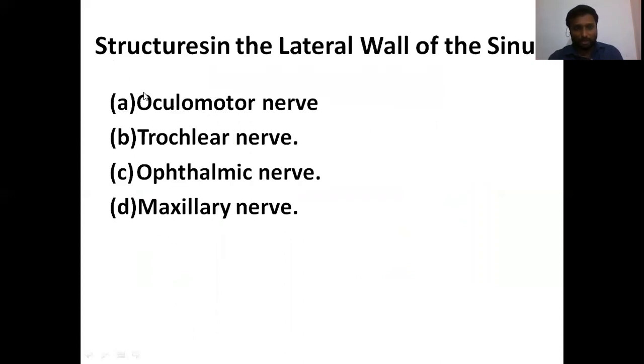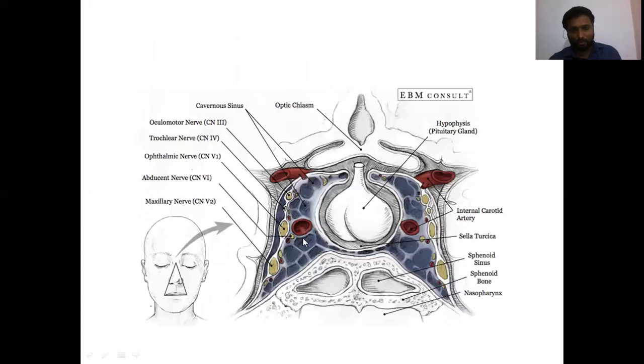Now, when we take the section of this cavernous sinus, here we can see some structures passing through the lateral wall and the medial wall. What are the structures seen in the lateral wall of the cavernous sinus? See, this is the coronal section of the cavernous sinus. See, this is one side cavernous sinus, then pituitary gland, opposite side cavernous sinus.